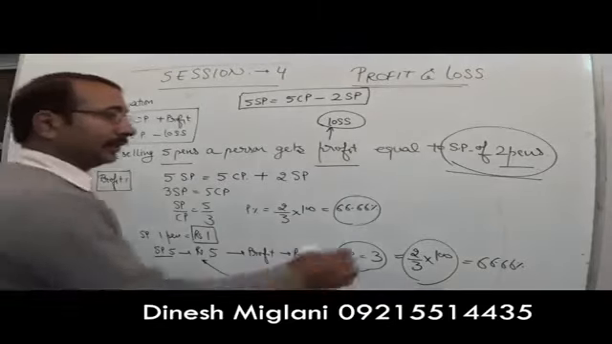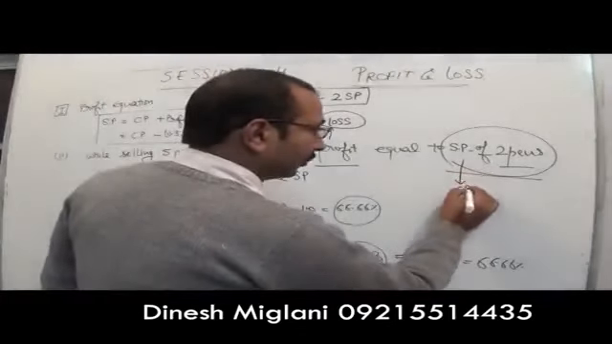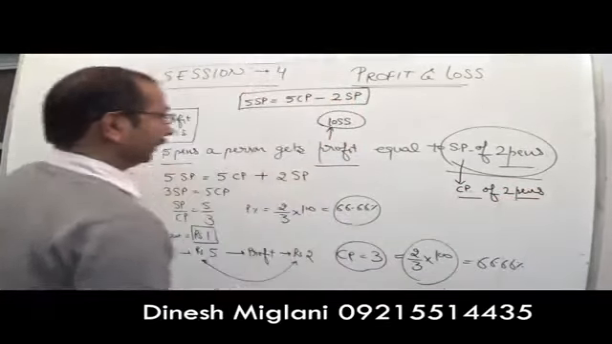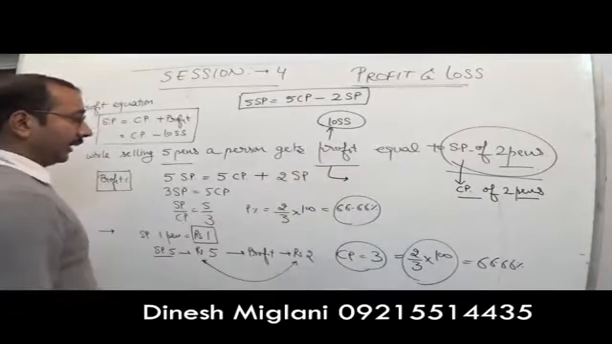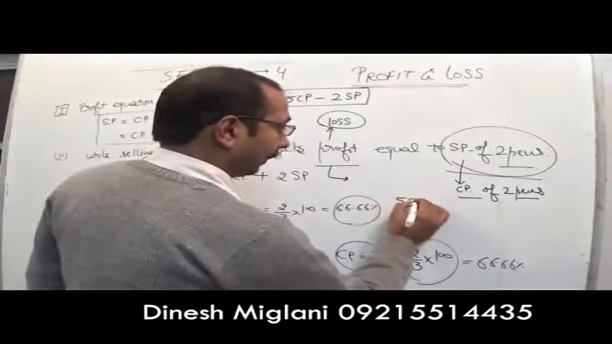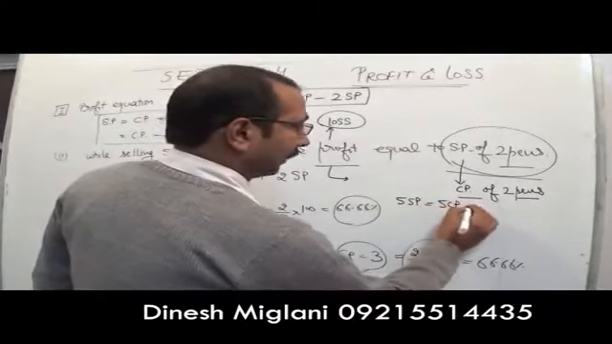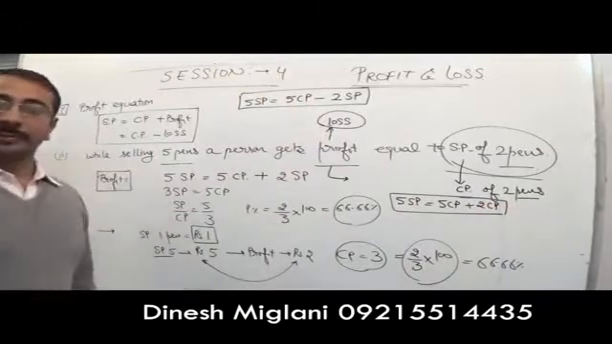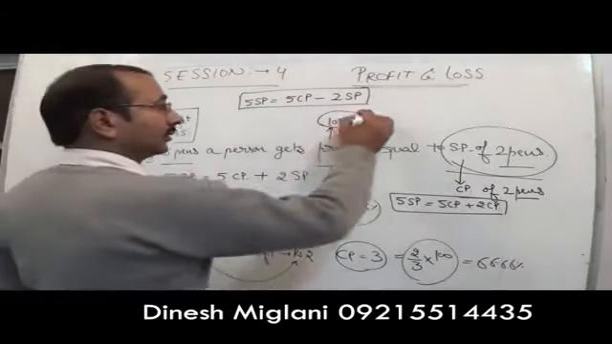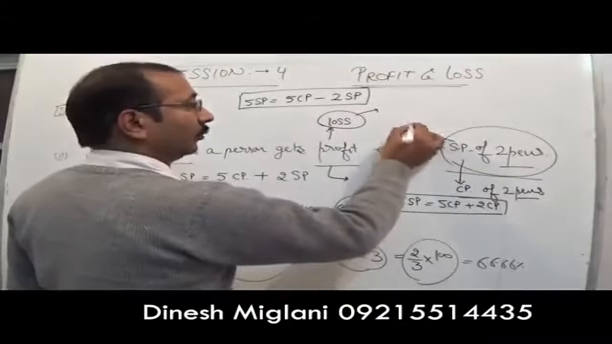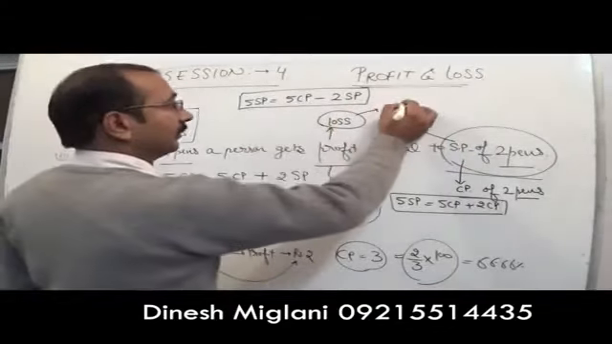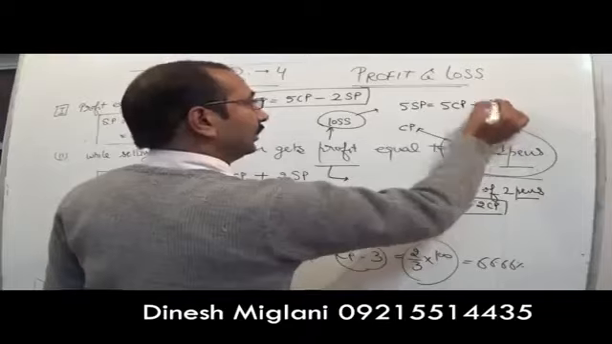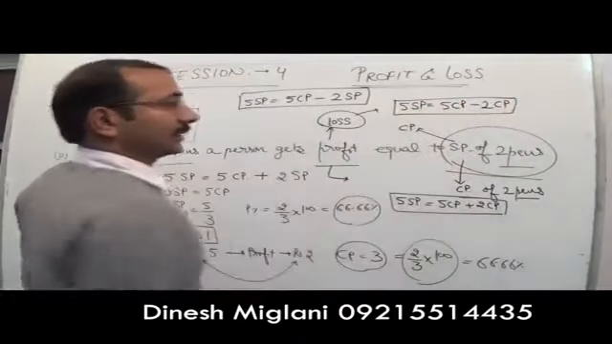Similarly, there may also be a variation in the place of SP. It may be equal to CP of 2 pens. So what we will do in case of profit, we will make it as 5 SP equal to 5 CP plus 2 CP. And now solve this equation and find the profit percentage. In the case of loss, when there is CP of 2 pens, my equation will become 5 SP equals 5 CP minus 2 CP, and now we can easily solve it and find our answer.